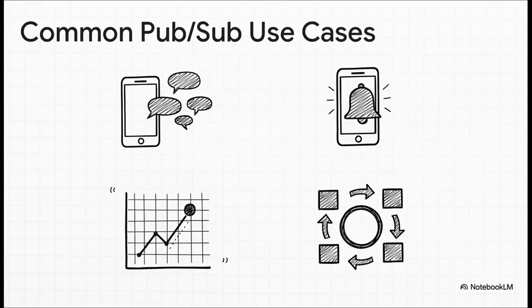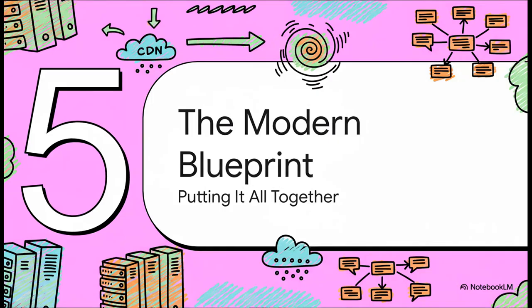And you see this pattern absolutely everywhere once you know what to look for. It's the engine behind almost every modern chat app. It's the system that pushes notifications to your phone. It's the backbone that lets all the different microservices in a huge system communicate with each other without being tightly coupled. So let's just take a step back and put this all together.